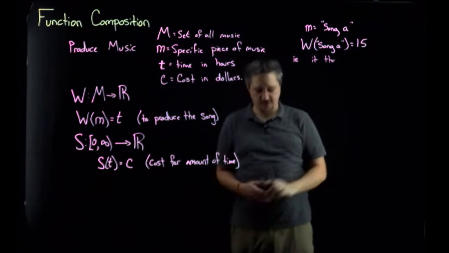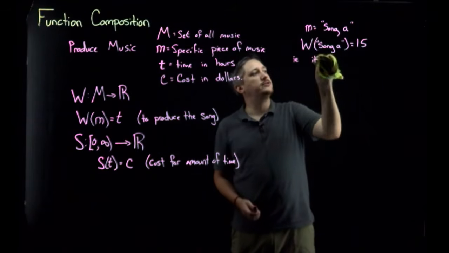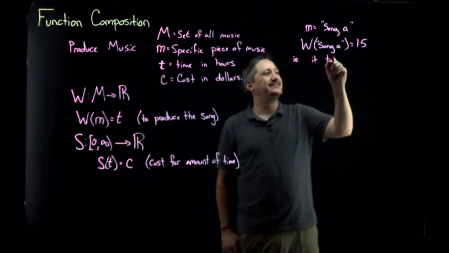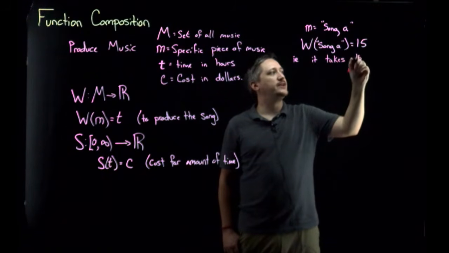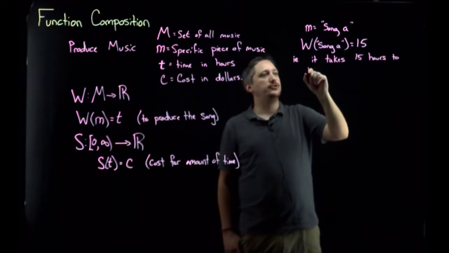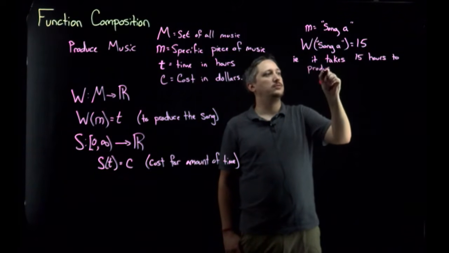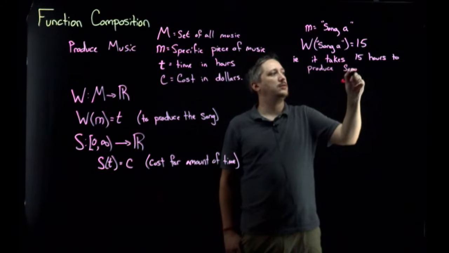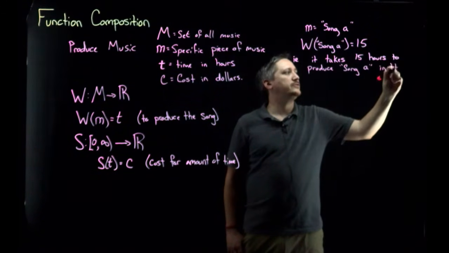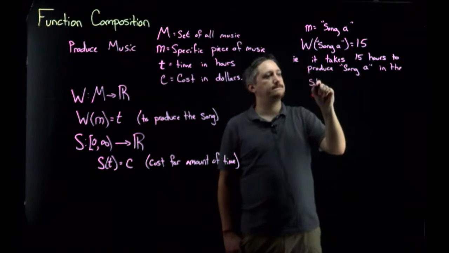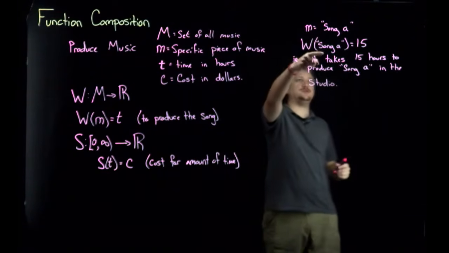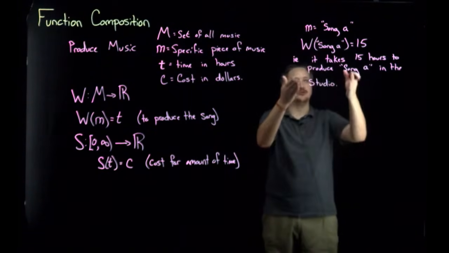This means, i.e., it takes, whoops, if I could connect my brain and hand, this would go better. So it takes 15 hours to produce song A in the studio. Okay, so that's what I'm saying when I say W of song A is 15. It takes 15 hours to produce that song.